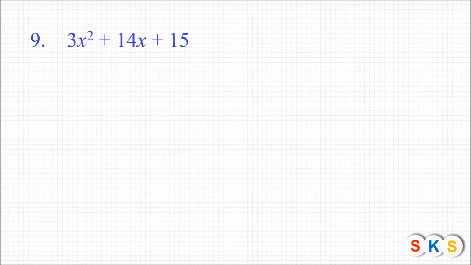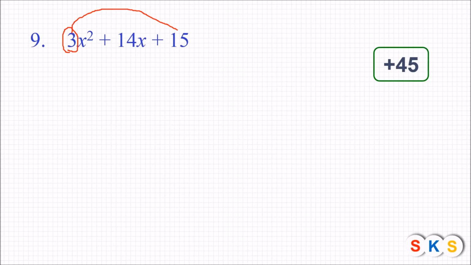Here we have the next question, 3x square plus 14x plus 15. Now here in this question you can see that the coefficient of the square term is 3. Whenever the coefficient of the square term is other than 1, in that case we will multiply the coefficient of x square, that is 3, with the last term. We will multiply 3 by 15. So what do we get here? 45. Correct?